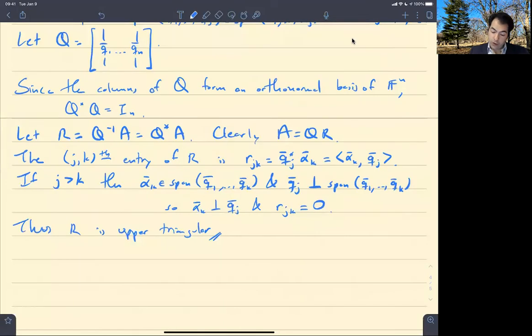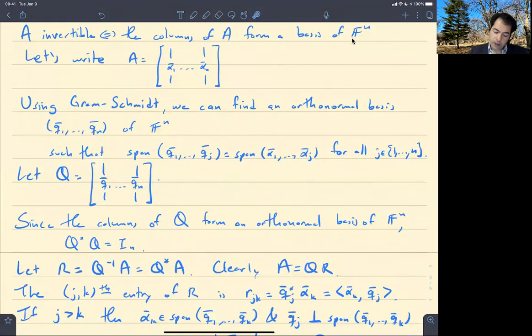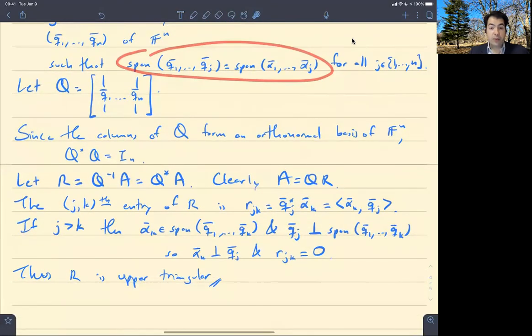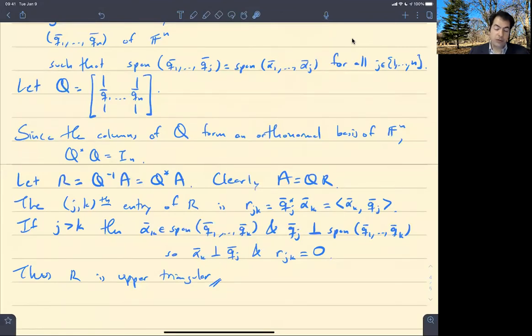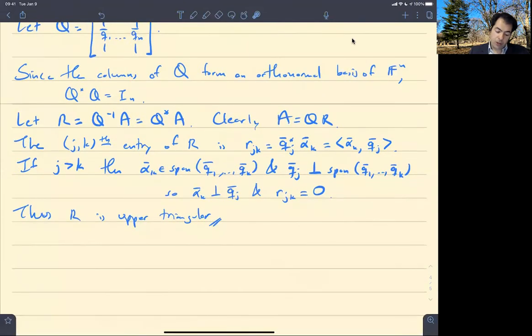Okay, so that was pretty quick, right? We started with the matrix A. We know that its columns form a basis, so we can use Gram-Schmidt to get an orthonormal basis. And because Gram-Schmidt had this very nice property, the span of the first j elements is the same regardless of which of the two bases you're looking at, we were able to conclude that R was upper triangular.